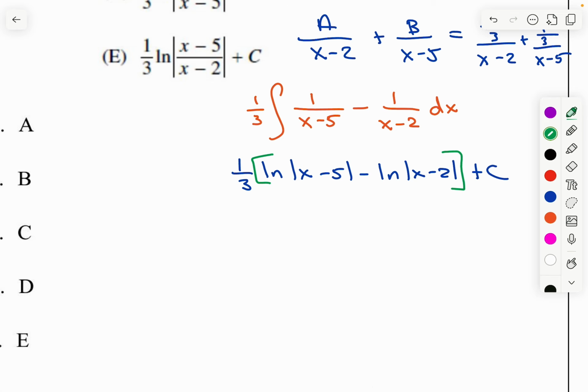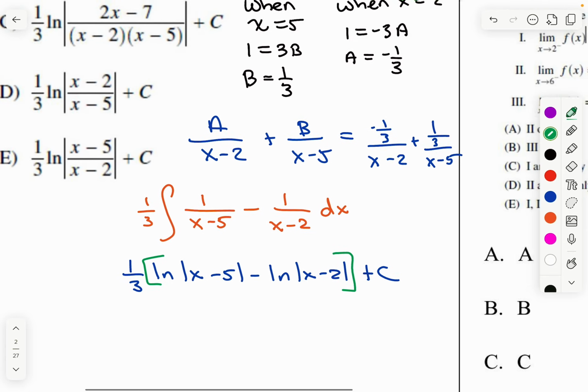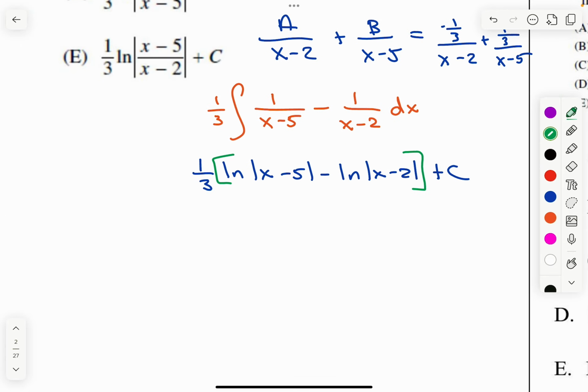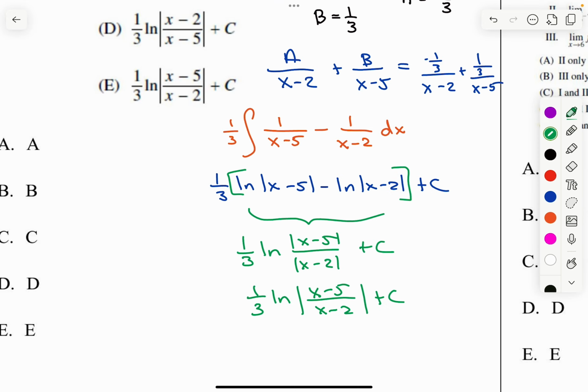Okay, so then you're not going to find your answer right away because you need to use a property of logs. And the property of logs that tells us that we can rewrite this, right? So I can rewrite this as this quotient. Okay, but the quotient of absolute values is the absolute value of the quotient. So this is a long-winded way of saying that our answer should be E.